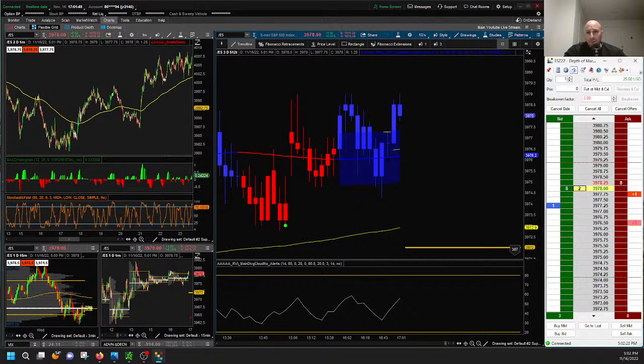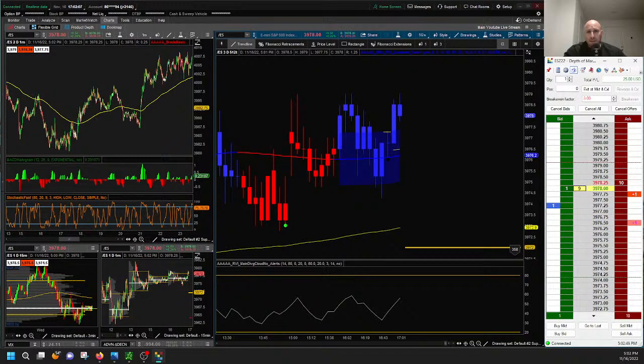Yoga, can you use that technique on short and long? Yes, you can. So that's why I love futures, right? Short ES all day long.